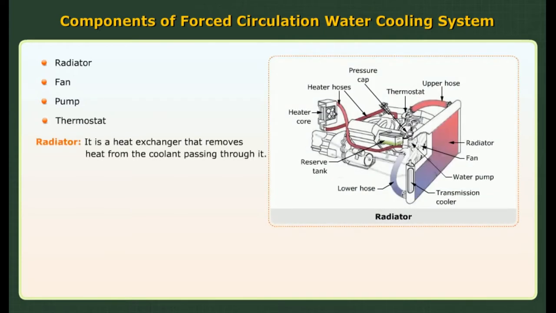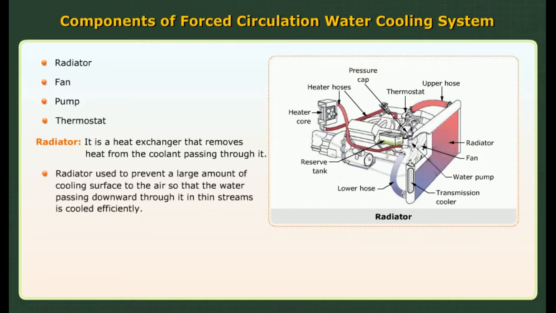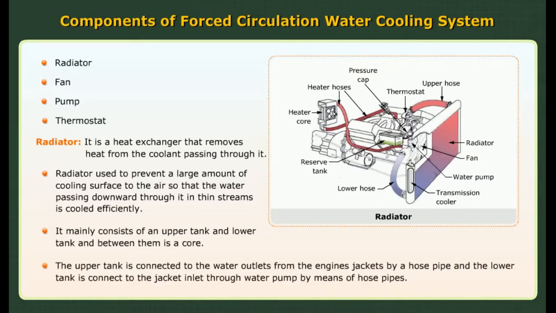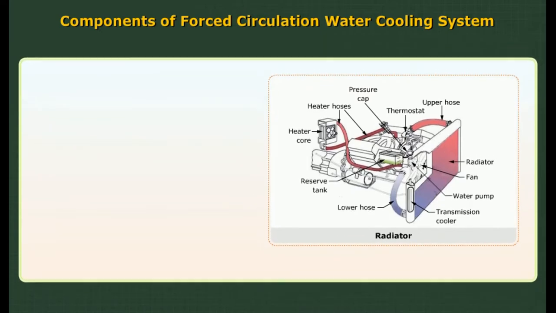Radiator. It is a heat exchanger that removes heat from the coolant passing through it. Radiator is used to present a large amount of cooling surface to the air so that the water passing downwards through it in thin streams is cooled efficiently. It mainly consists of an upper tank and a lower tank, and between them is a core. The upper tank is connected to the water outlets from the engine's jacket by a hose pipe, and the lower tank is connected to the jacket inlet through the water pump by means of hose pipes.